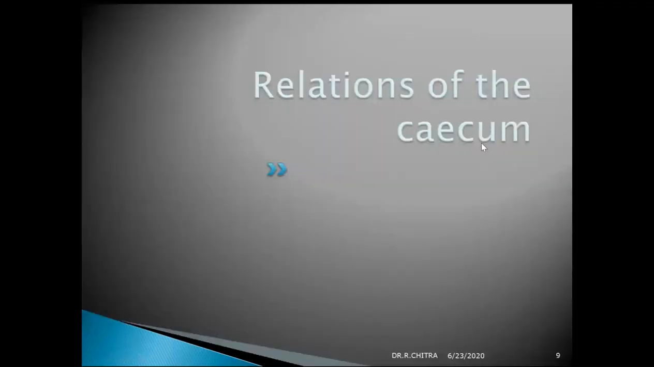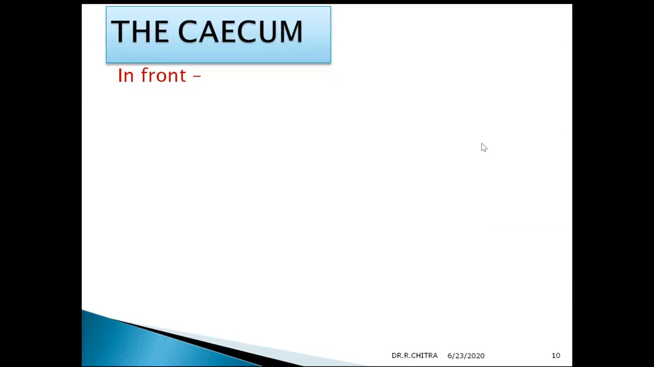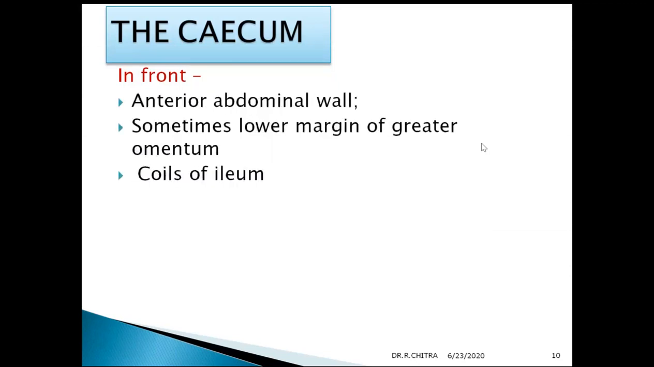Relations of the cecum, it is very simple. In front, it will be the coils of ileum. So the small intestinal coils will be lying over the cecum, and next to that will be the anterior abdominal wall. Behind also simple, it is situated in the right iliac fossa. So what will be the muscles in the right iliac fossa?